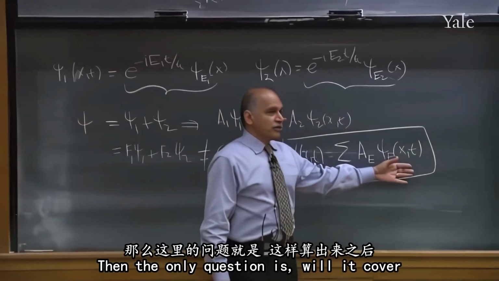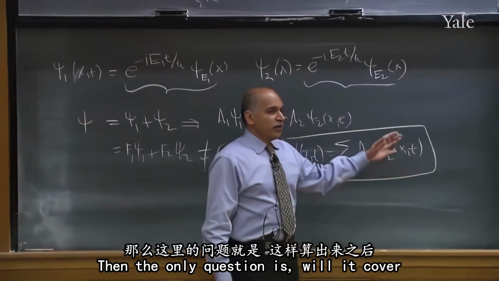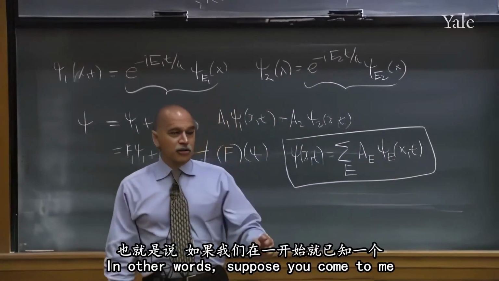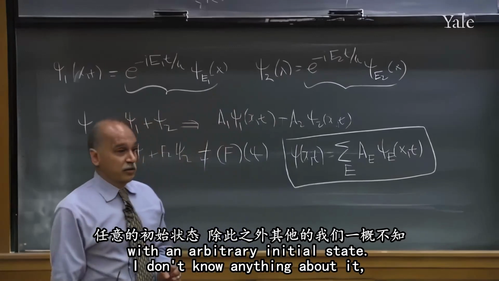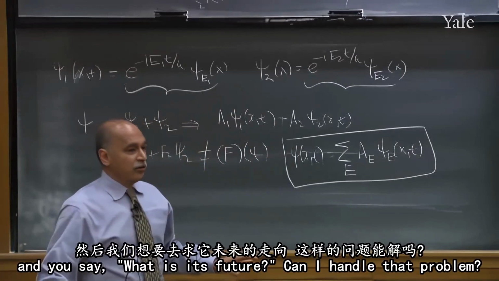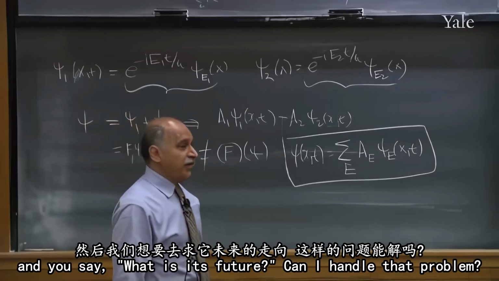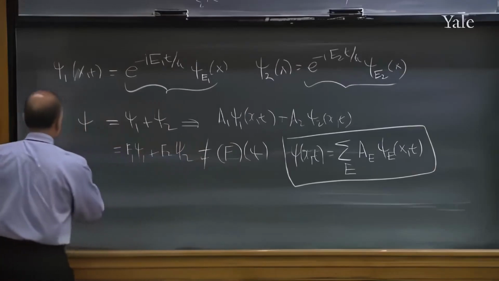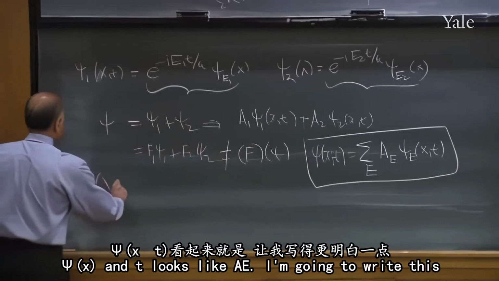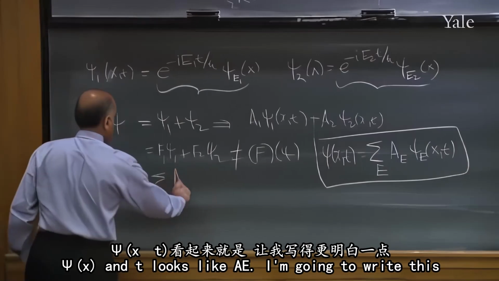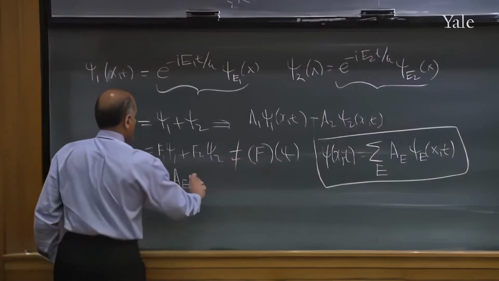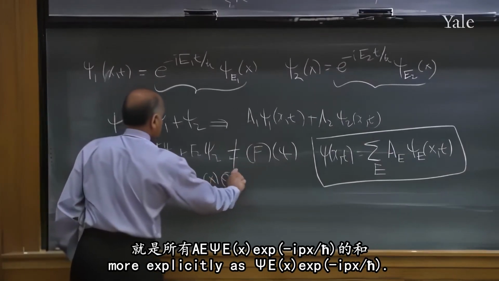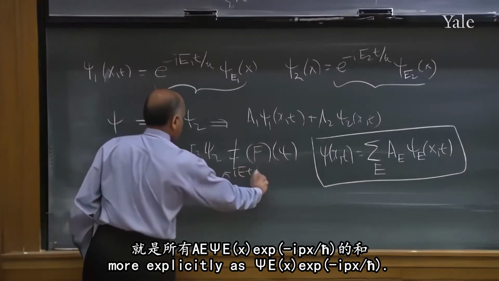Then the only question is, will it cover every possible situation you give me? In other words, suppose you come to me with an arbitrary initial state. I don't know anything about it. And you say, what is its future? Can I handle that problem? The answer is I can, and I'll tell you why that is true. Psi of x and t looks like the sum of a sub e, and I'm going to write this more explicitly as psi sub e of x e to the minus i e t over h bar.